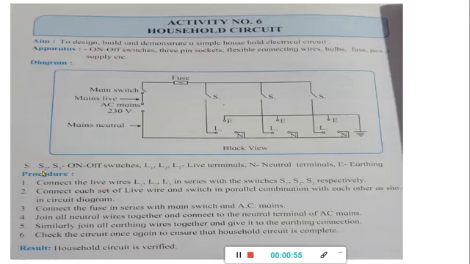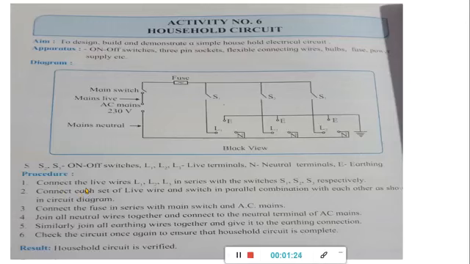Okay, what do S1, S2, S3 mean? S1, S2, S3 are on-off switches, and L1, L2, L3 are the live wires which are coming directly from the fuse, which is the main wire. The wire that comes after going through the fuse is the live wire, from where the supply will come, and that is the live terminal. N stands for the neutral terminal, and E is for earthing.